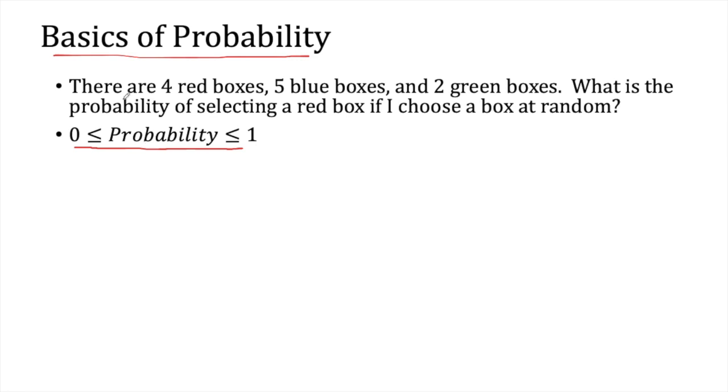So now we will begin with our question. The question states that there are 4 red boxes, 5 blue boxes, and 2 green boxes. What is the probability of selecting a red box if I choose a box at random?